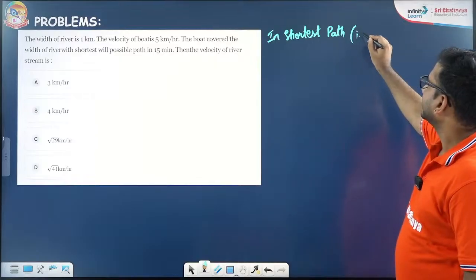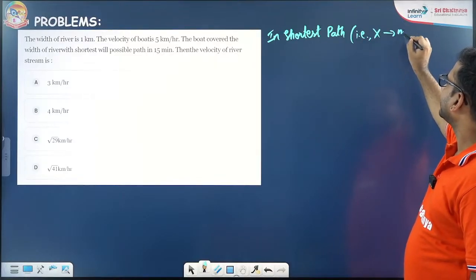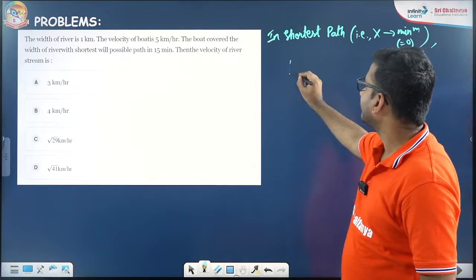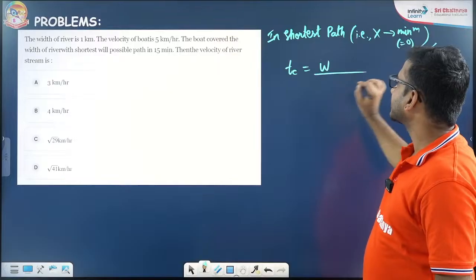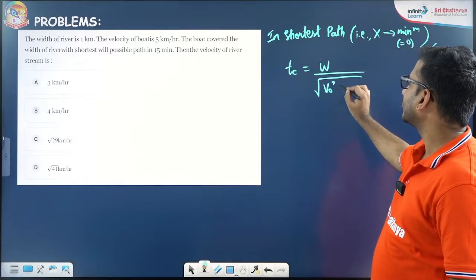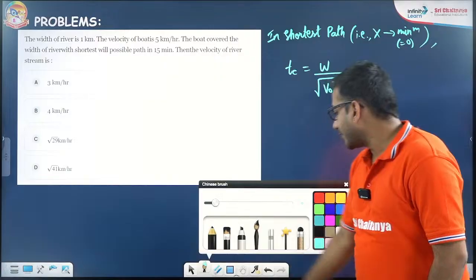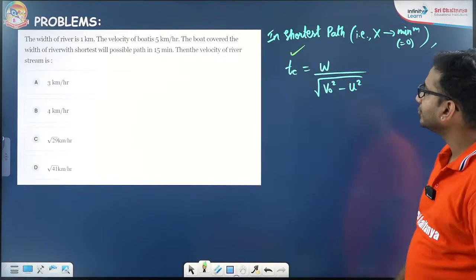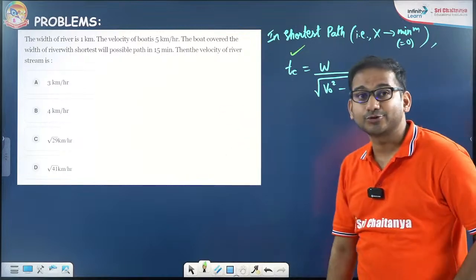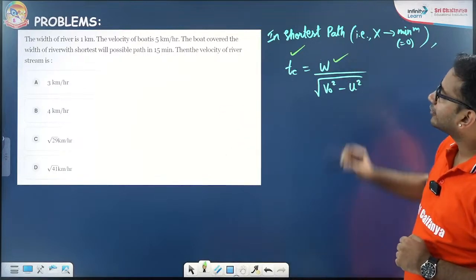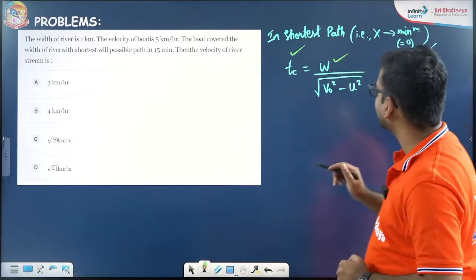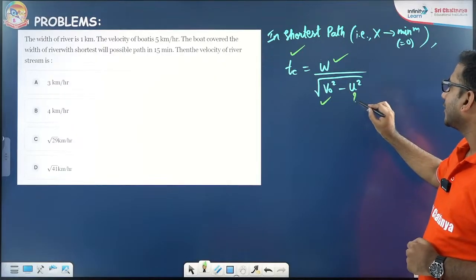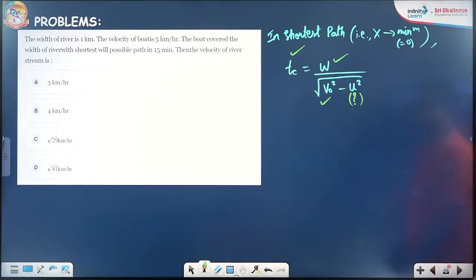the drift is minimum, and the minimum drift is 0. The time of crossing is given by the formula I told you: W by under root V naught square minus U square. In this formula the time of crossing is given, but the options are in kilometer per hour, so you must convert it into hours. The width of the river is already in kilometers. The velocity of the boat is also given, and the velocity of the river stream U is required.